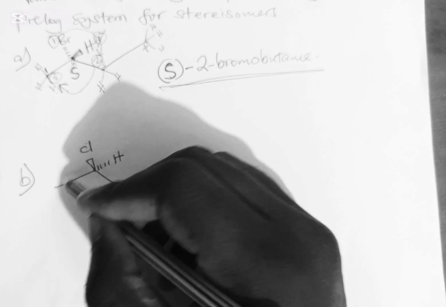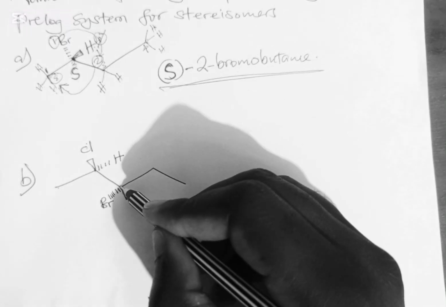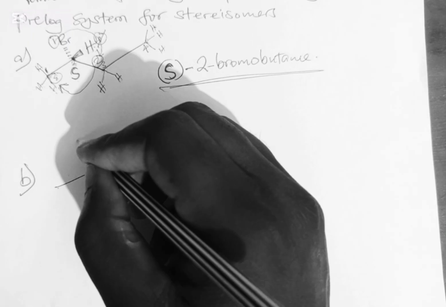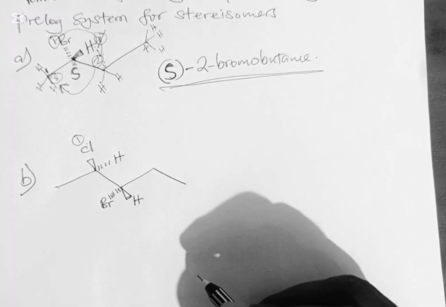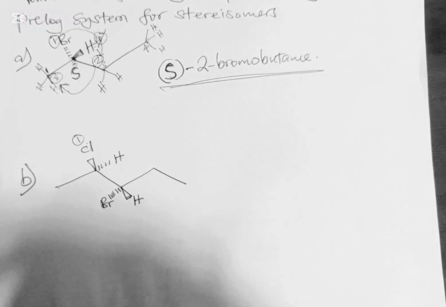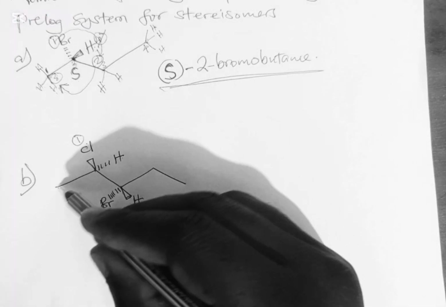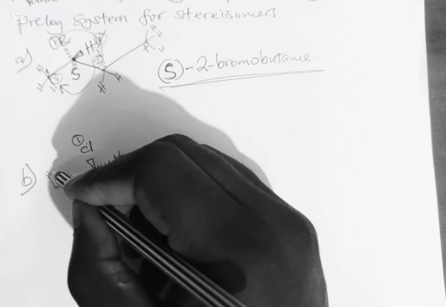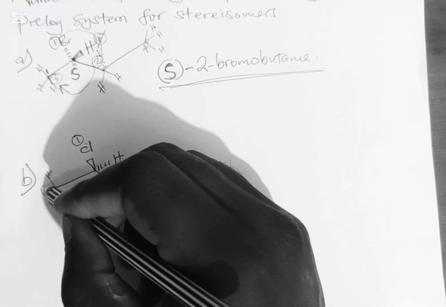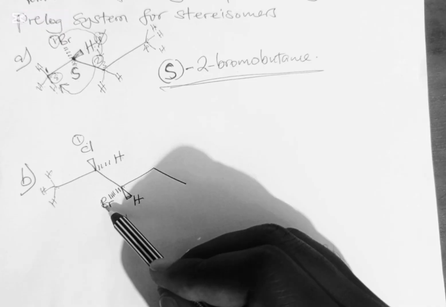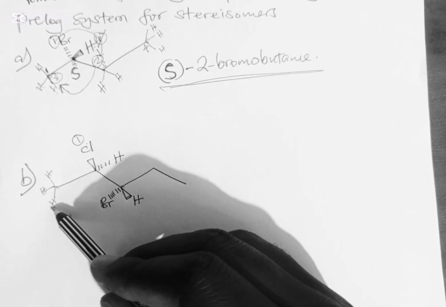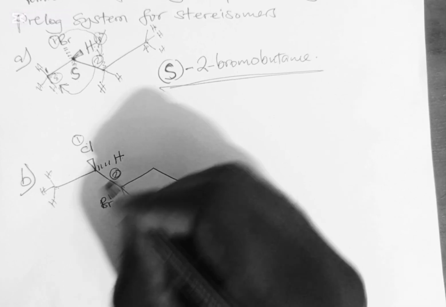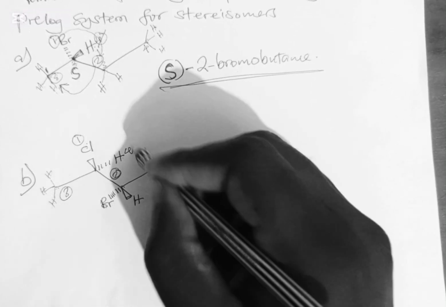Now, so chlorine, carbon, carbon, and hydrogen. So chlorine has the highest atomic number, so it will be given the first priority. Then number 2, we have now this carbon here and this carbon here, so it's a tie. Now let's look at what is connected to these carbons. Here we have a hydrogen, here you have a hydrogen, here you have a hydrogen, so 3 of them. Here you have a bromine, so bromine wins over hydrogen in terms of the atomic number. So this is going to be number 2, and this is number 3, and this is number 4.